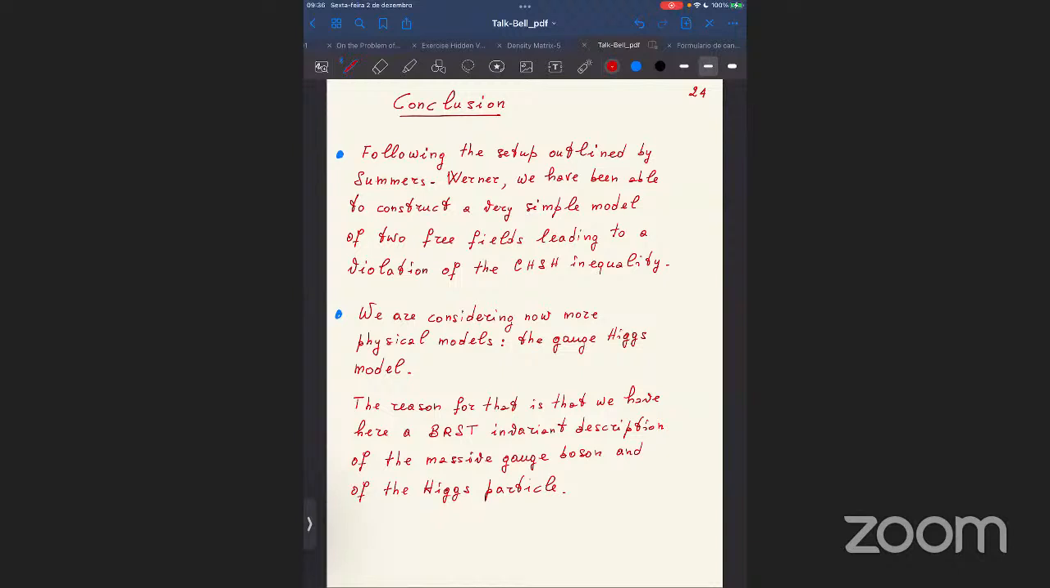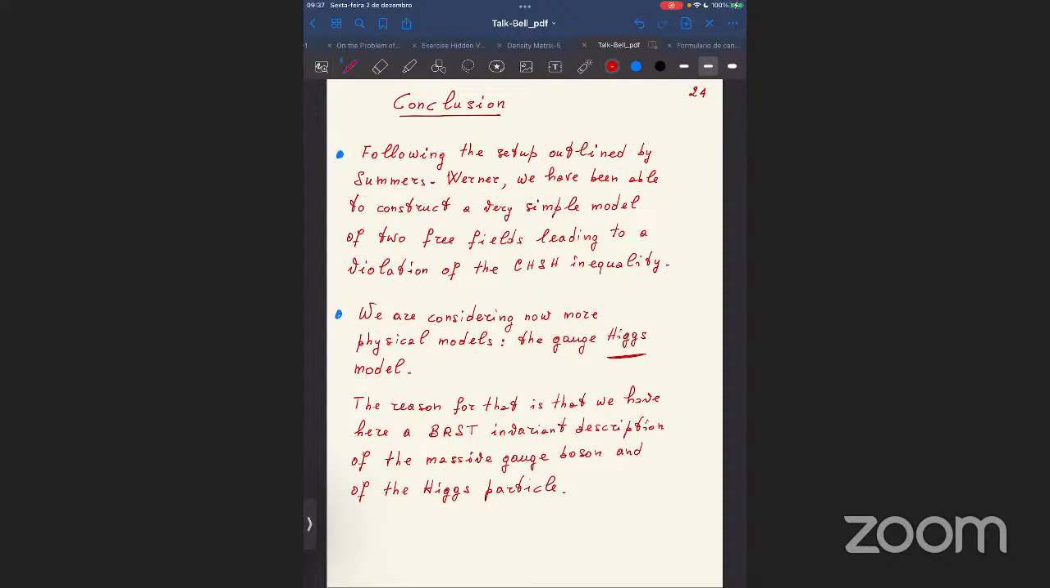And now we are looking for more physical and interesting models. For example, we are investigating the possibility of looking at the Bell inequality in gauge quantum field theories, and in particular in the X model. The reason for this is that in the last few years, we have achieved a gauge invariant description of both the X particle and of the gauge boson.